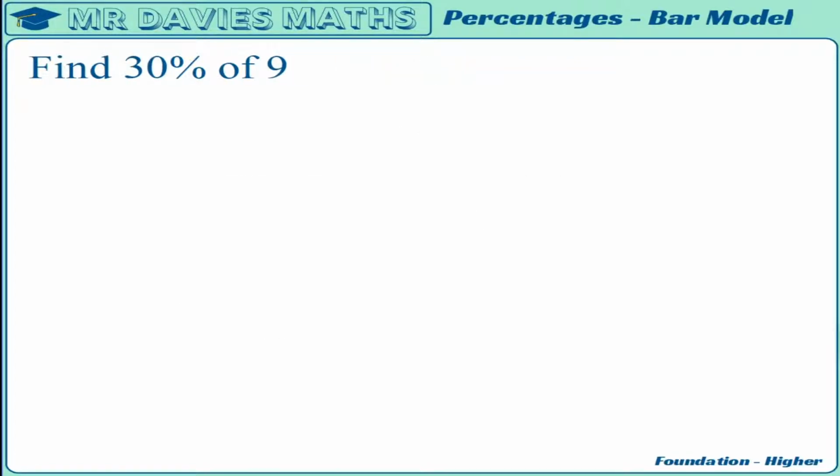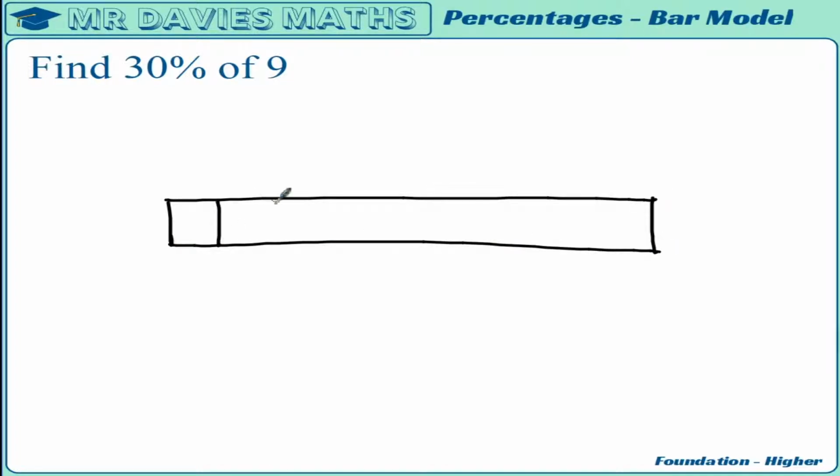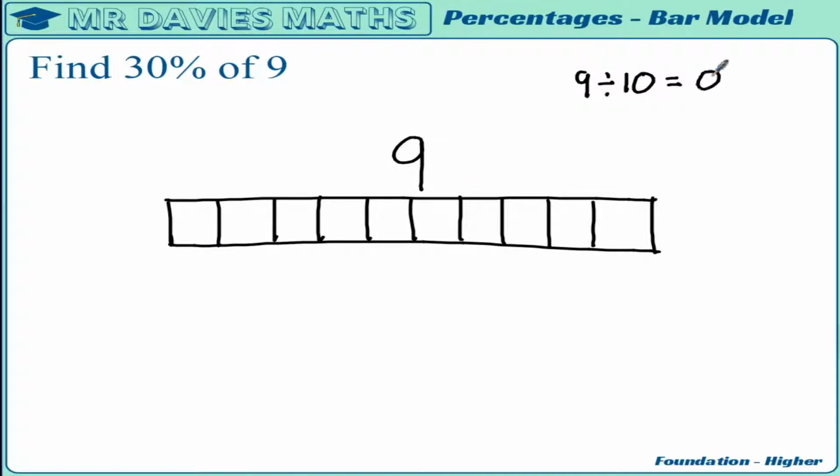30% of 9. Okay, so 10 boxes. This time my total is 9, so 9 goes up here. But what's 9 shared between 10 boxes? Well, that's not going to be very easy because there's not even enough for 1 in a box. Well, 9 divided by 10 actually gives me 0.9. If it was £9 and I shared it into 10 parts, there'd be 90p. So in each box now I've got 0.9.